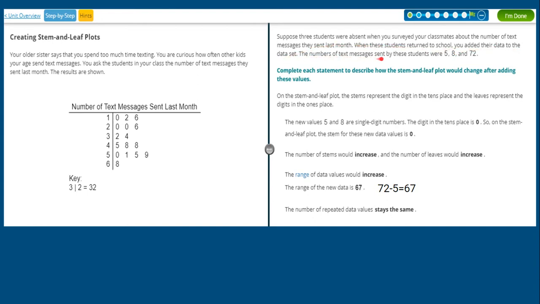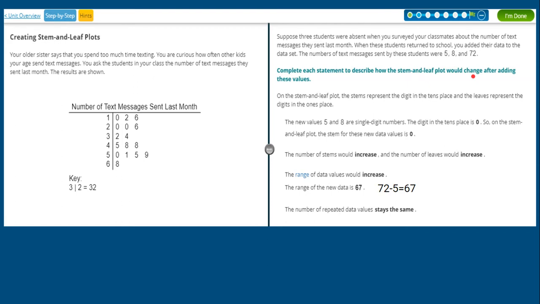The numbers of text messages sent by these students were 5, 8, and 72. So these are the 3 students that you have to put their data in this stem and leaf plot. Their data was 5, 8, and 72. So one student only texts 5, another student only texts 8 times, and another student was super crazy and texts 72 times, okay?